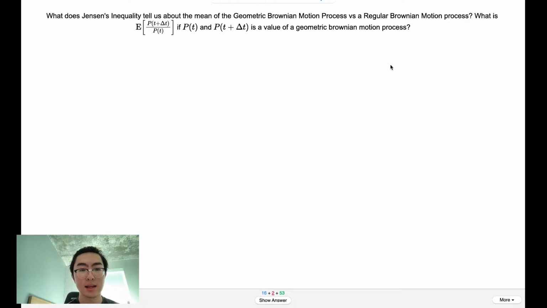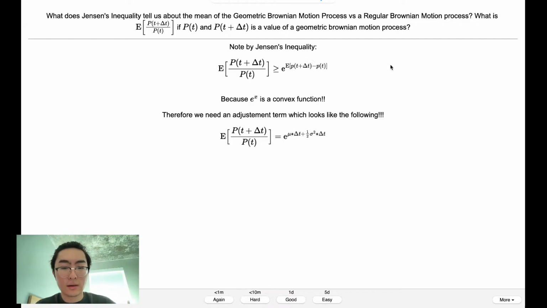And so if that's the case, what is the actual expectation of our geometric Brownian motion process? We learned in class that it's actually just e raised to the u plus 1/2 sigma squared, and we multiply by delta t.